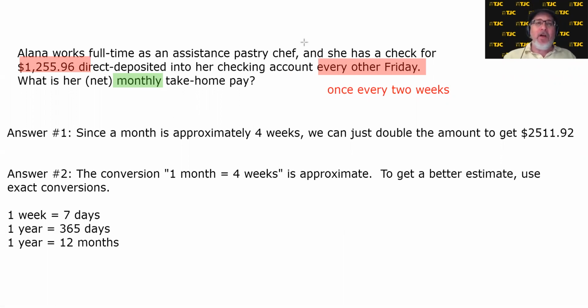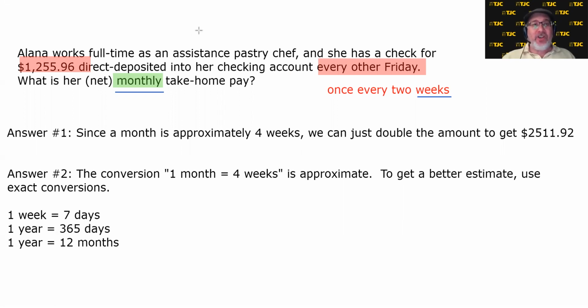So what's the problem? The conversion between months and weeks is approximate. 1 month equals 4 weeks is approximate. To get a better estimate of her monthly take-home pay, we should only focus on the conversions that are exact: 1 week equals 7 days, 1 year equals 365 days, 1 year equals 12 months. So how do we do that? We have to use more than one conversion.